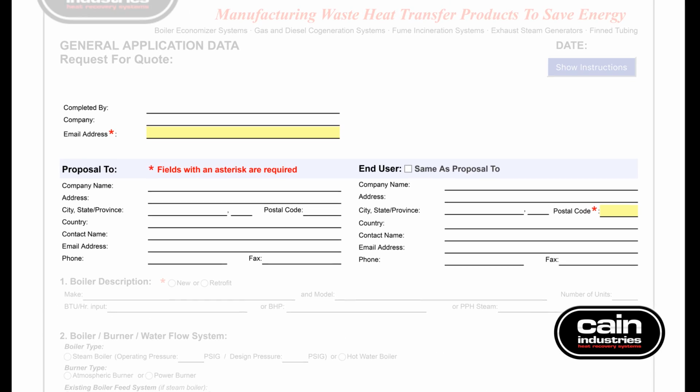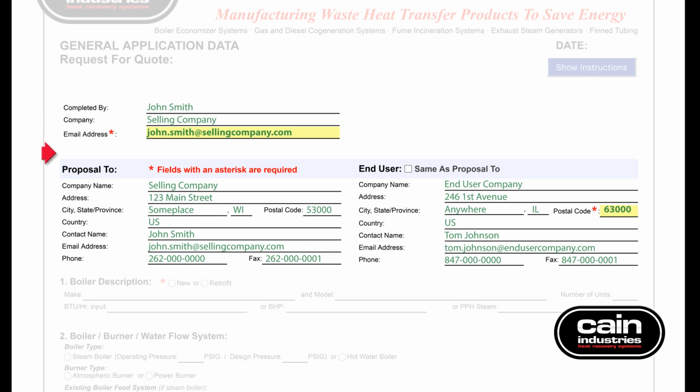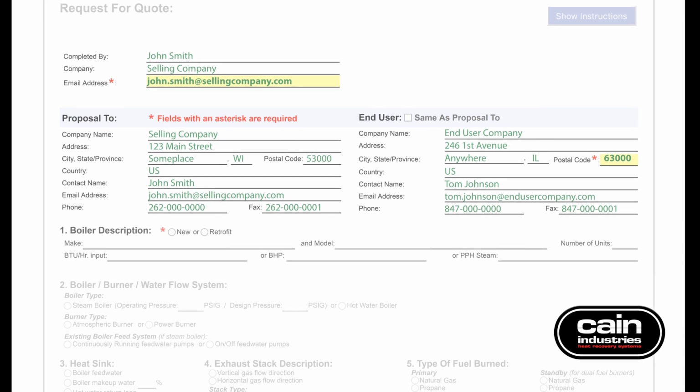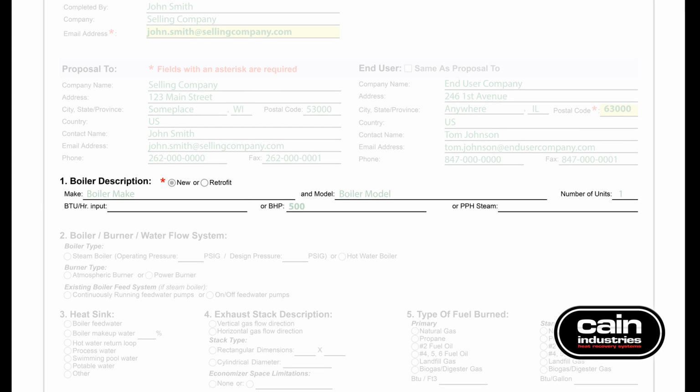Next, you'll provide your company information, who the proposal is for, and finally, the end user. End user information is important to ensure job protection for your project. Question 1. Boiler description. Please provide the make, model, number of boilers, and whether this is a new or retrofit application. BTU input, horsepower or pounds per hour steam, is vital information to determine the boiler exhaust flow rate. Only one of the three is required.